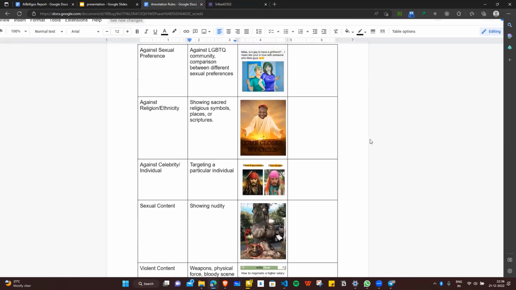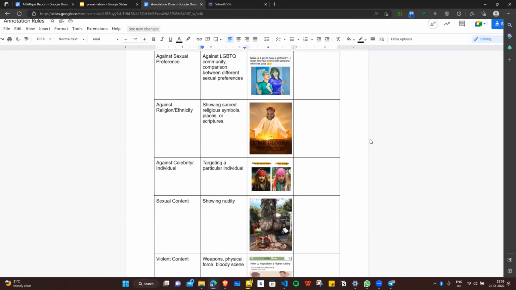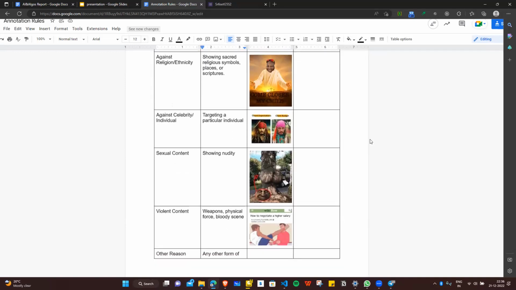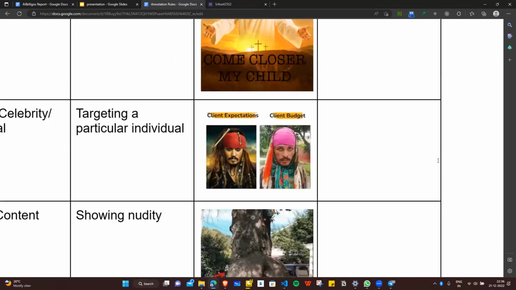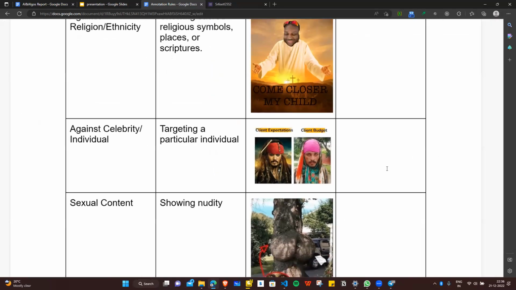If it contains any sacred symbols, messages, places, or scriptures, then we say it is against a religion or ethnicity. Against a celebrity or individual, it can be something that targets a particular individual. For example, as you can see from here, this meme is against Johnny Depp's character.